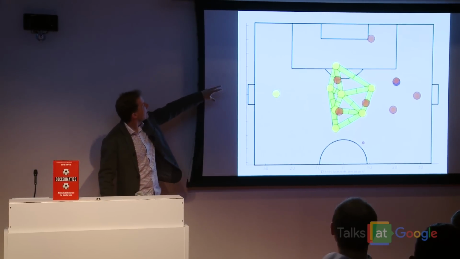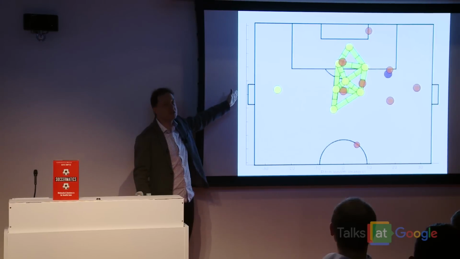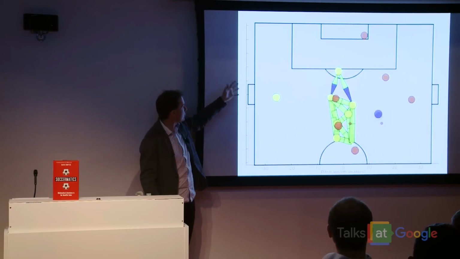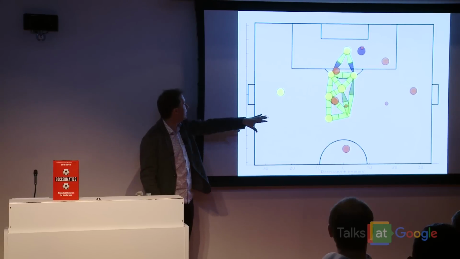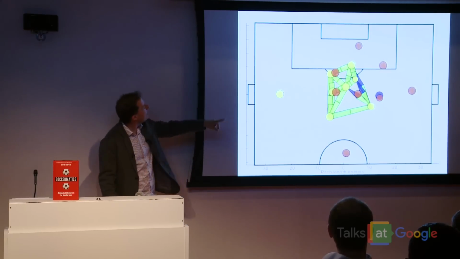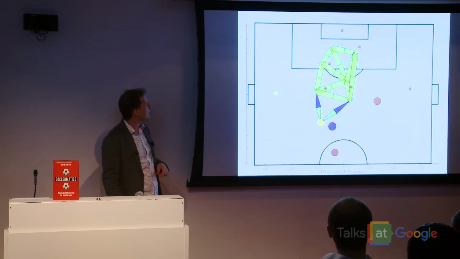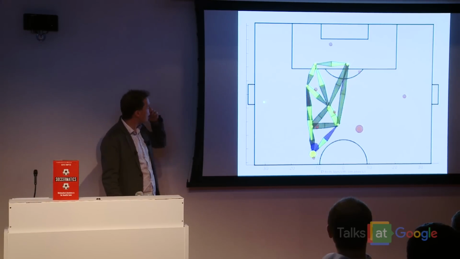The pitch is a bit complicated here because they're playing on half a pitch, so they've got the goal here and the goal there. And so these pitch markings are just because they're playing on half the pitch. They're playing from left to right. And if you look at the green team, that shows the correlations between the players, how closely they're moving together. When they're green, they're correlated well.